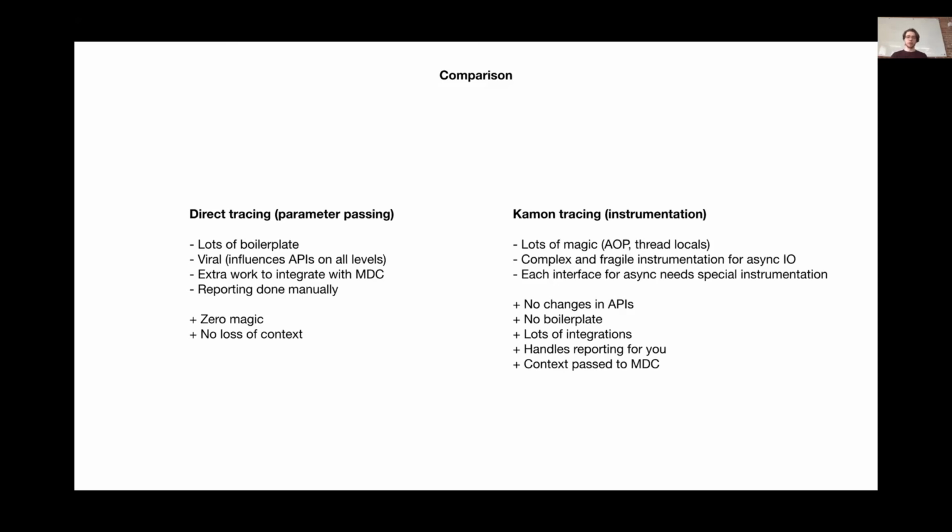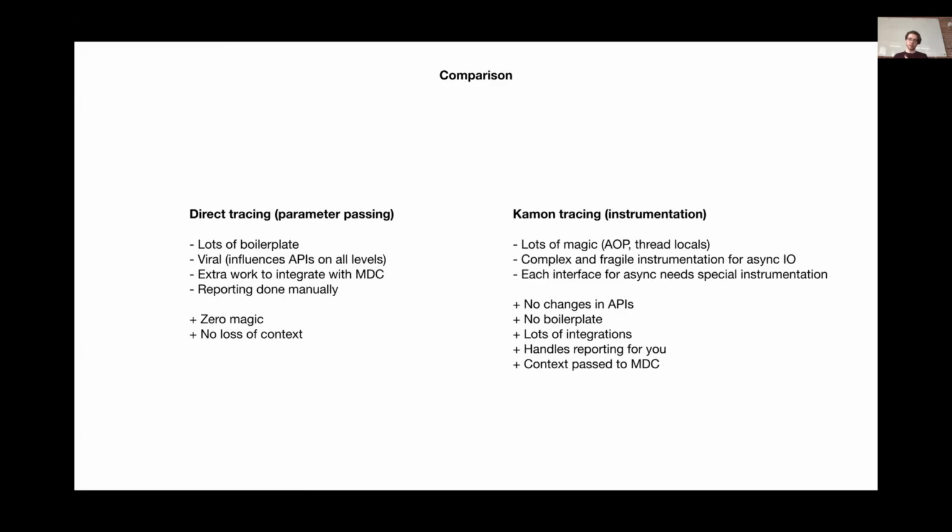But on the upside, we have no changes in APIs, so it doesn't pollute all the calls. We have pretty much no boilerplate for passing the context around. We have many integrations, like really. We have integrations for Logback, so the trace and span ID are passed to MDC automatically. We have Zipkin, we have Jaeger, we have JDBC, we have Akka, Play, HTTP4S. Many libraries or tools are integrated, Kamon integrates with.